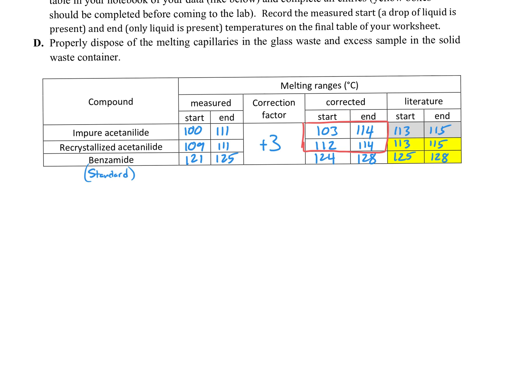We don't even really report the correction factor once we're beyond the results section of our report. In the discussion, we just say the corrected melting range was 112 to 114. So I'm going to erase this now and come up with some alternative numbers, and we'll talk about what we might do in that case. Of course, the literature values stay the same, so I'm going to leave those there. And what if we have some alternative numbers here?